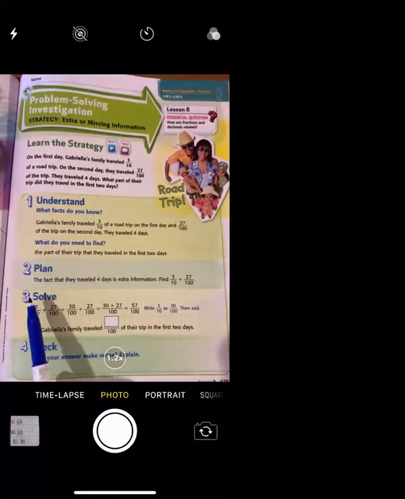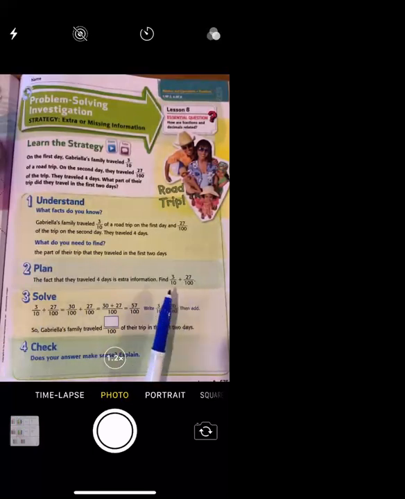Step two, we need to make a plan. So we don't need to know that they traveled 4 days. That's extra information because we don't need to know how long they traveled. We only have to use the information for the first 2 days. So we can just leave out the fact that they traveled 4 days.